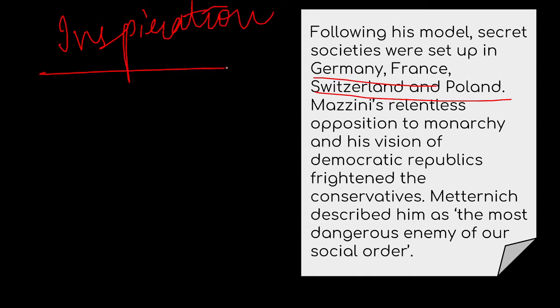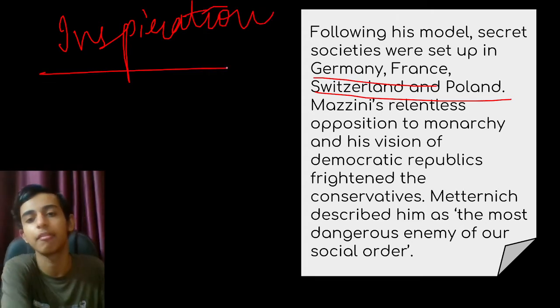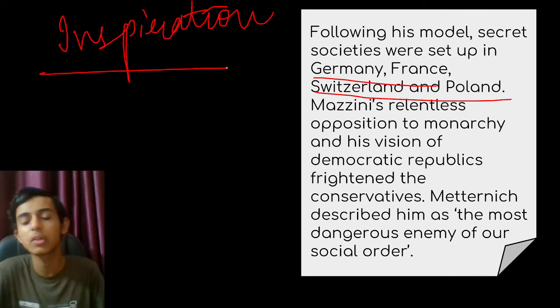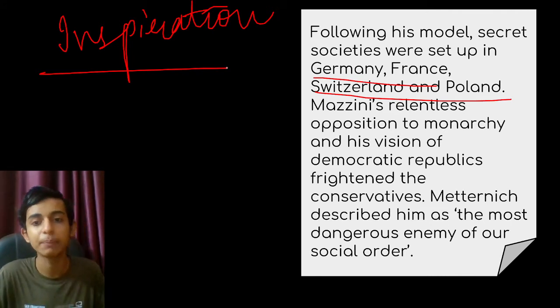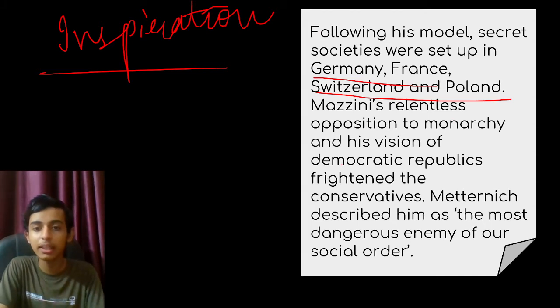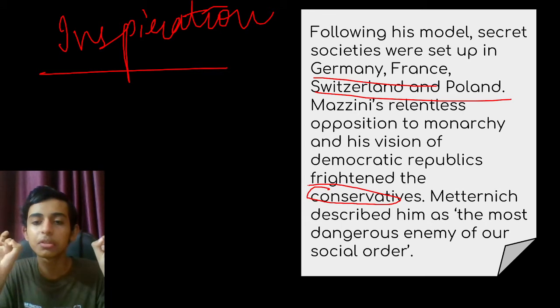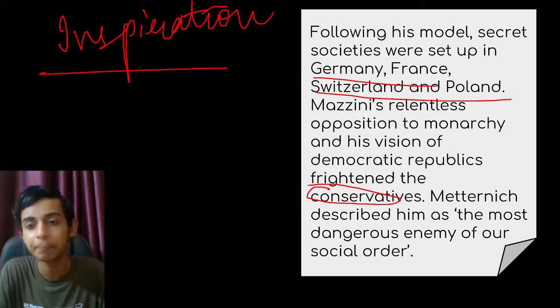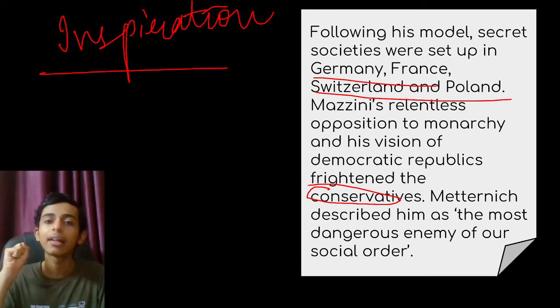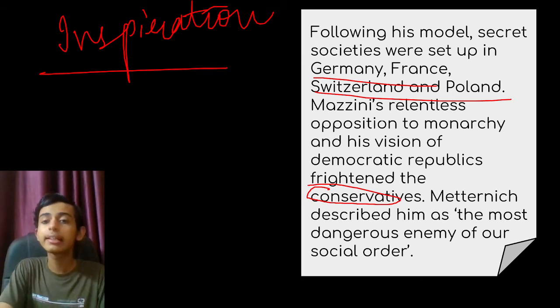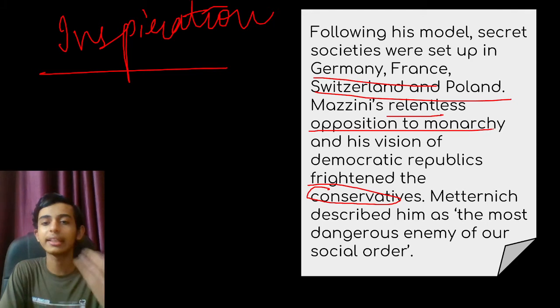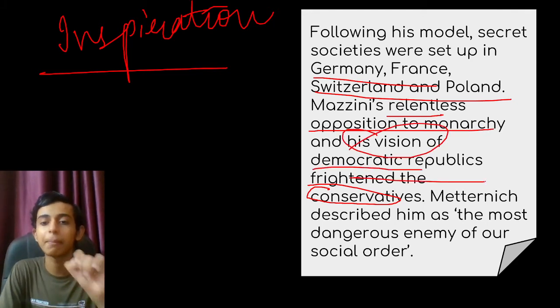Okay, because of his relentless opposition to monarchy and his vision of democratic republics, which frightened the conservatives, because conservatives started thinking that these revolutionaries would soon win. Okay, because of their hard work, their determination, and relentless opposition to monarchy, as well as vision of democratic republics.